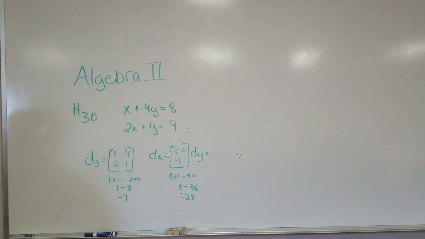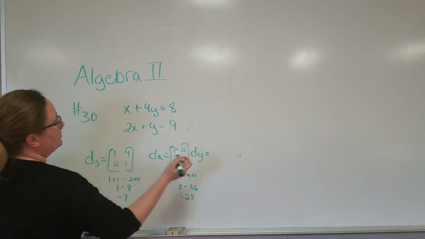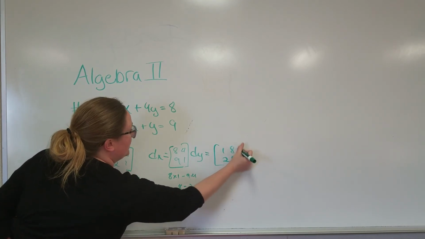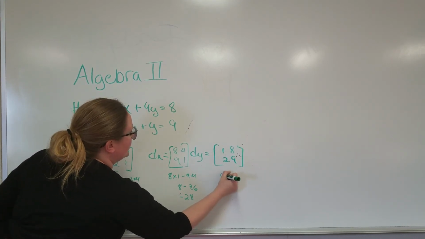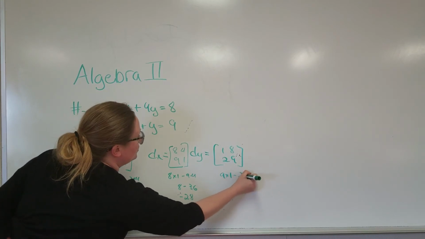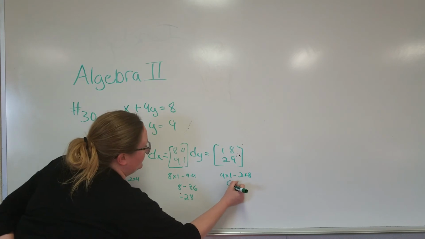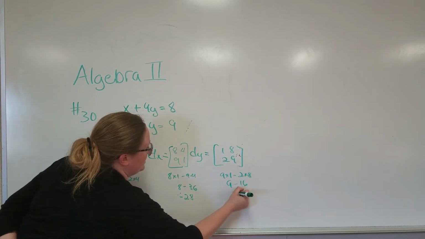And the y determinant, you take everything but the coefficient on y, and do it forward. So you're going to say 1, 8, and 2, 9. Again, cross multiply. 9 times 1 minus 2 times 8. 9 times 1 is 9, minus 16 is a -7.